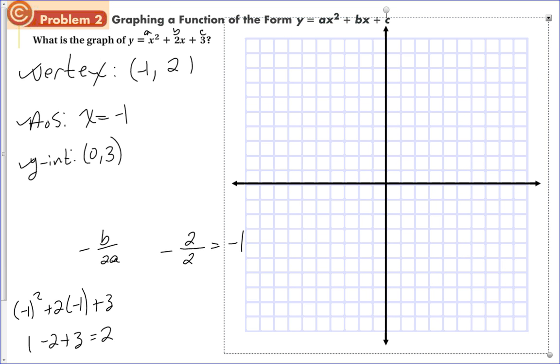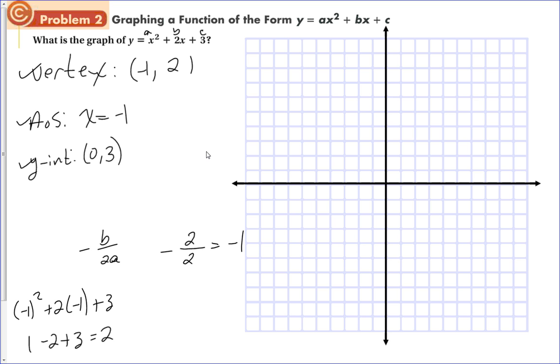Now we have our vertex, negative 1, 2. So let's plot that. Here we go, negative 1, 2. We know our axis of symmetry is x equals negative 1. We know our y-intercept is 0, 3. Every point on one side of the parabola mirrors over to the other side. So we can simply take this point and mirror it across our axis of symmetry, and now just draw a smooth curve.